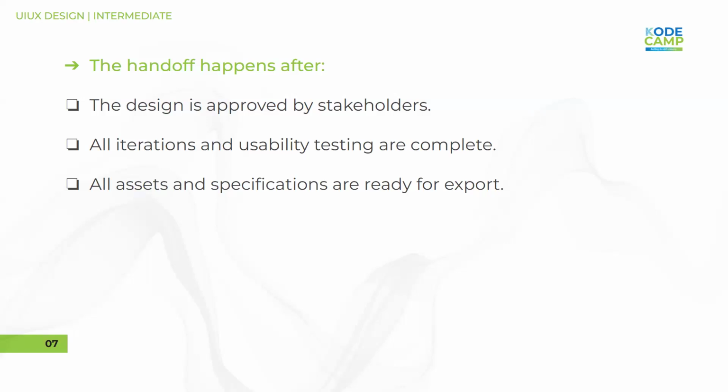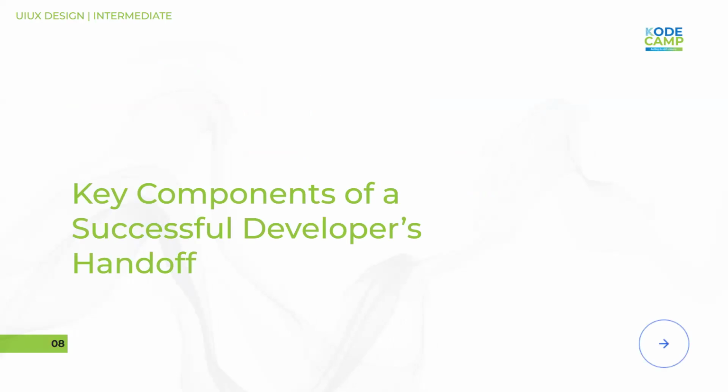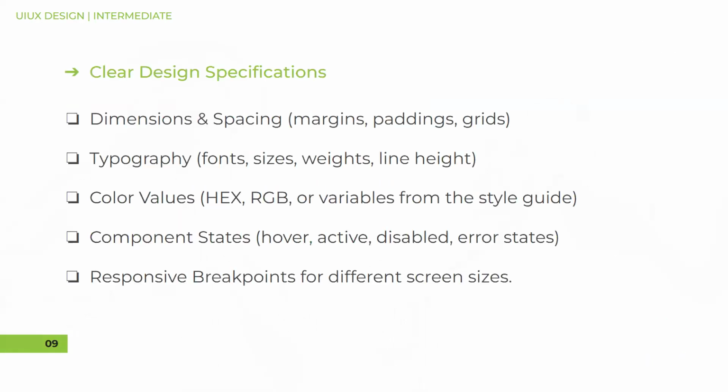All right, then what are the key components of a successful developer sign off? For it, you need dimension and spacing. Make sure that your margins, padding, and grid settings are crystal clear. If you just say eyeball it, I guarantee it won't look like your design. You need your typography. That means your font sizes, weights, and line height need to be there. You're not just saying use this font, but you're saying use 16 pixel regular for body text, use 24 pixel bold for headings. So that is what we mean by clear design specifications.